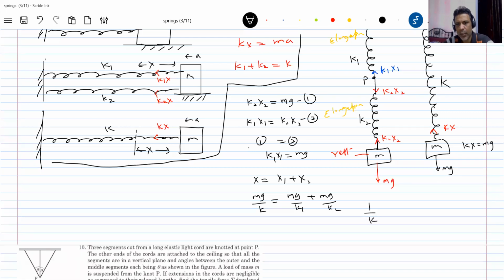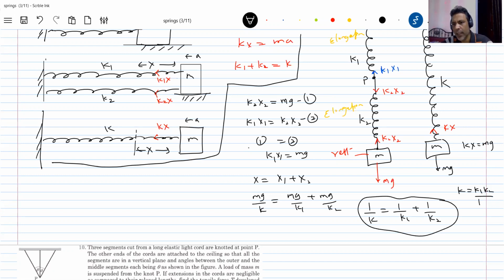So what is the effective spring constant? 1 by k equal to 1 by k1 plus 1 by k2, or k is equal to k1 k2 over k1 plus k2. Do remember, if the springs are in series, the effective spring constant should be less than the least value. When they're parallel, the effective spring constant will be greater than the greatest value.